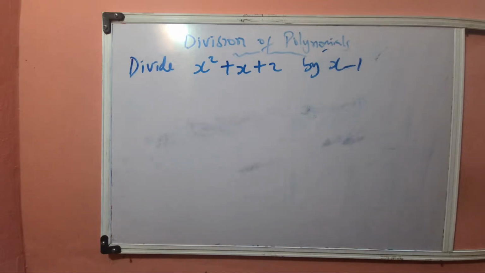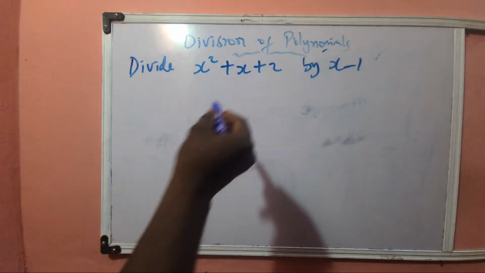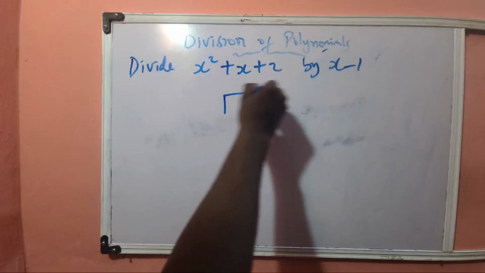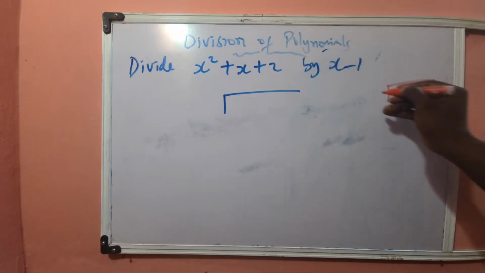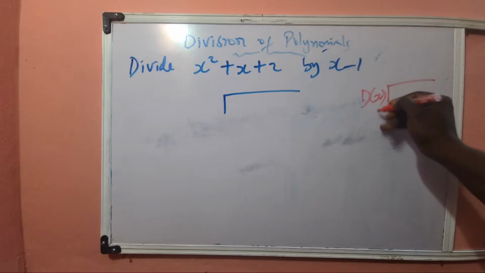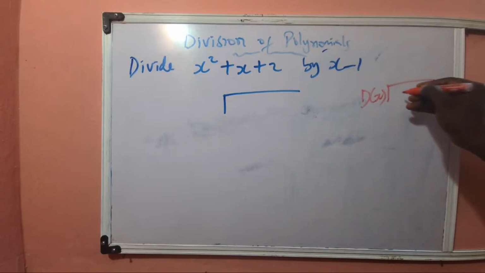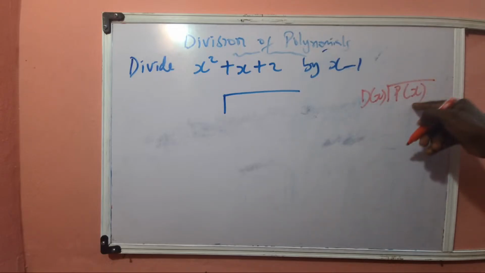Very, very simple. The very first thing you have to do is to draw down your diagram. This is how you draw it. And I want you to know that for this diagram, don't ever forget, whenever you have this diagram, your divisor is what is outside, and the polynomial you're trying to divide is what is inside.